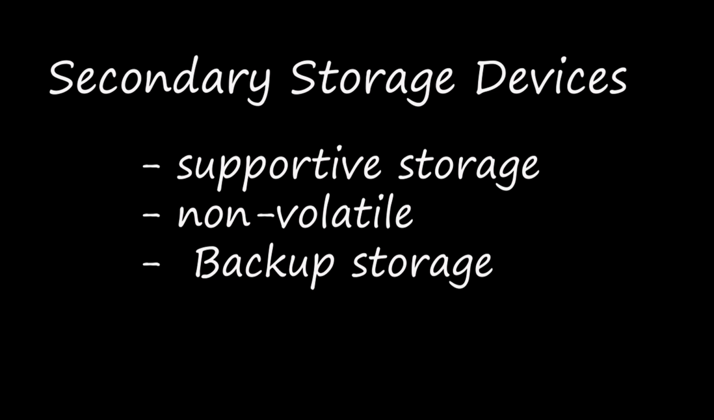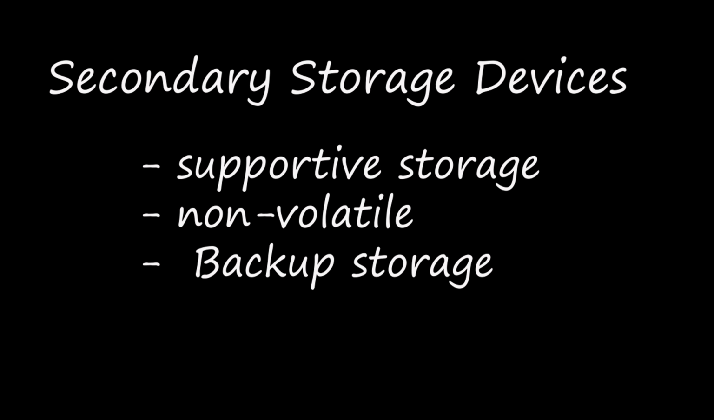Okay, the next one we are going to see is secondary storage devices. The secondary storage devices have a limited amount of main memory. Okay, this is expensive and volatile. This is used to save programs and data which have to be stored permanently. This secondary memory, we can say, is a supportive storage for the main memory. They are non-volatile in nature, right? And the secondary storage, we can say, is a backup storage also.